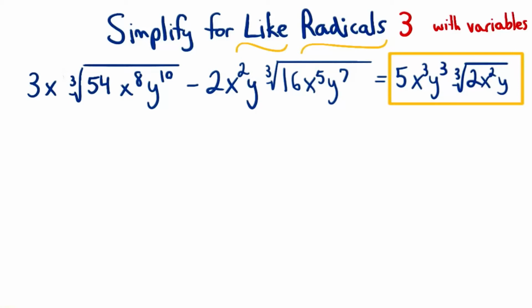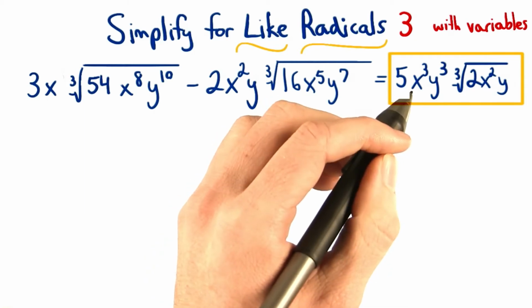Our simplified answer is 5x cubed y cubed times the cube root of 2x squared y. Now that's pretty amazing if you got it right on your first try. If you stumbled a little bit, that's definitely okay. See if you can find your first mistake in the solution video and then pause it to see if you can work towards this answer.